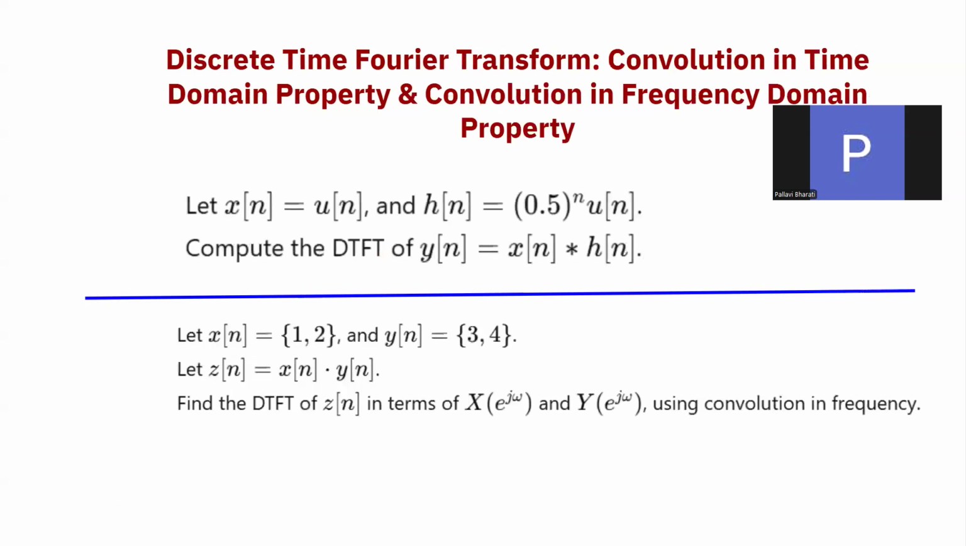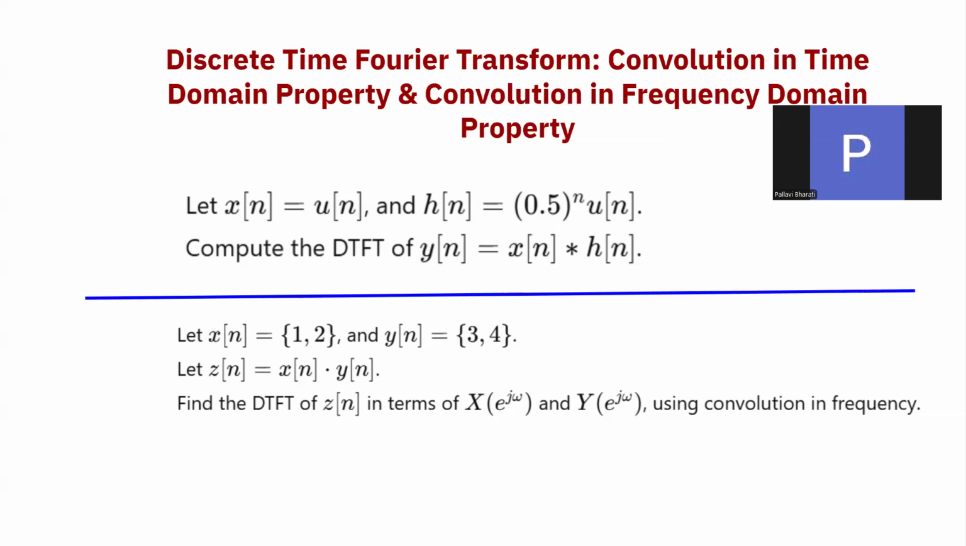Now today we will start with convolution in the time domain and convolution in the frequency domain property. So the two signals are given to you over here: x[n] is equal to u[n] and h[n] is equal to 0.5 raised to the power of n u[n]. Now they are asking you the DTFT of y[n]. y[n] is x[n] convolved with h[n]. So in the time domain, you are convolving the two signals. When you take the DTFT of y[n], the individual DTFTs of x[n] and h[n] will be simply multiplied. That means convolution in the time domain results in multiplication in the frequency domain.